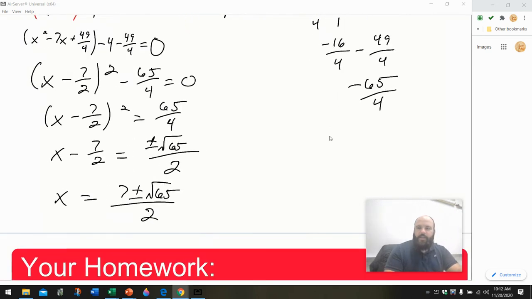So, all right, guys, there you go. There are quite a few examples of how to complete the square. Hopefully that made sense. This is definitely tricky.